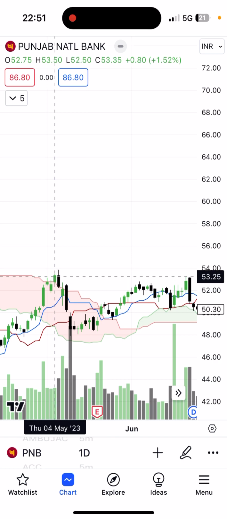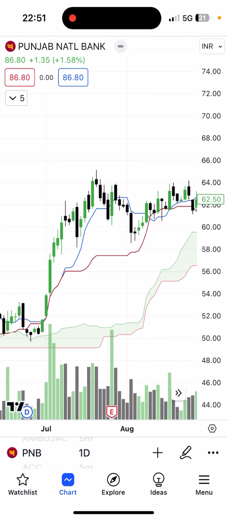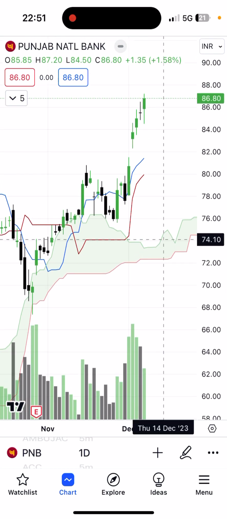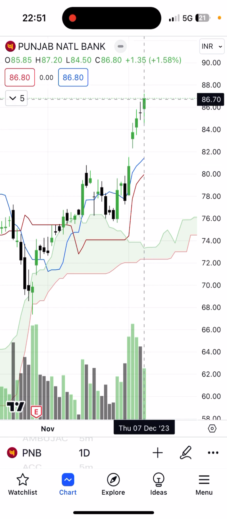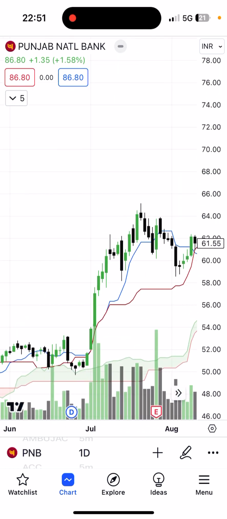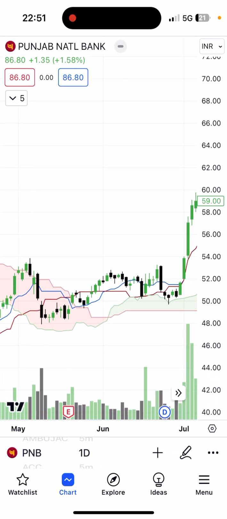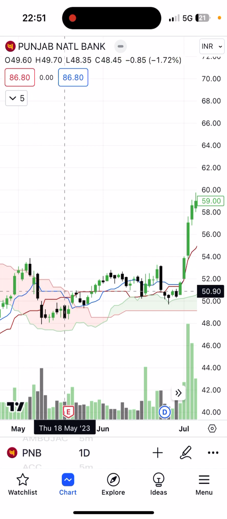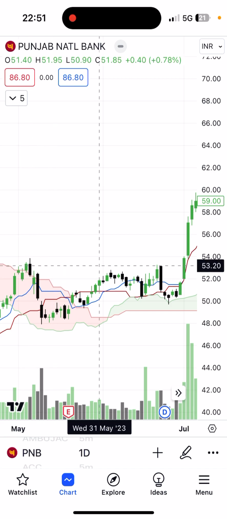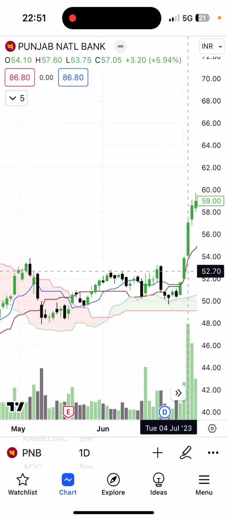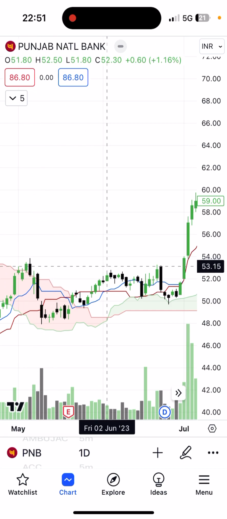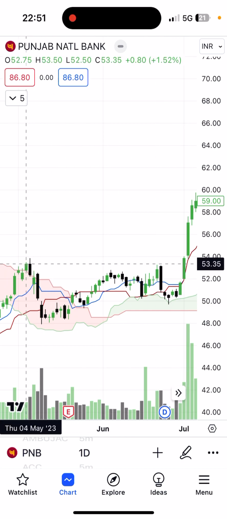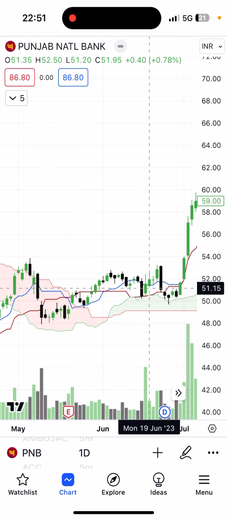So for example, this is Punjab National Bank. I have taken it at 53.53 once it closed above the cloud, and till now it is above the cloud itself, and it is trading at around 87. You can see this is a daily chart, and this is a long game. From May till June, it is at 53 only.